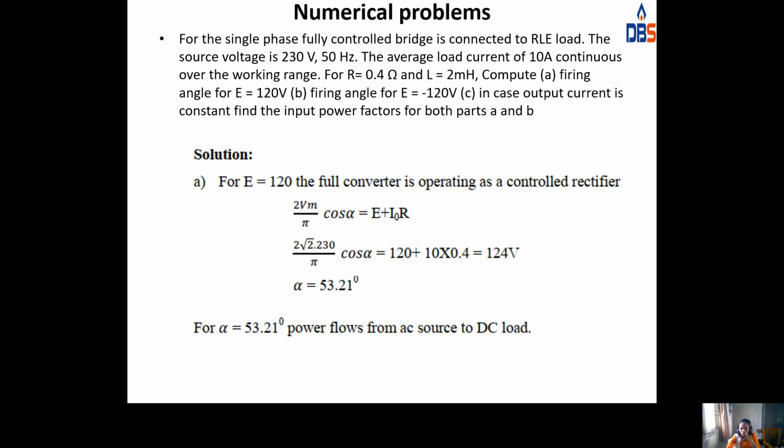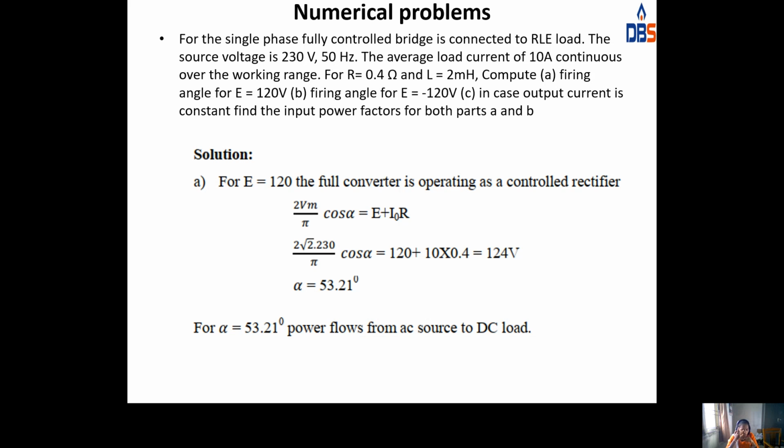Okay. So we will see some example problems. For a single phase full wave controlled bridge connected to an RLE load, the source voltage is 230 volts, 50 Hz. The average load current is 10 amps, continuous, over a working range of R equal to 0.4 ohm and inductance L equal to 2 millihenry. Compute the firing angle for E equal to 120 volts and E equal to minus 120 volts, and in case the output current is constant, find the input power factor for both parts.